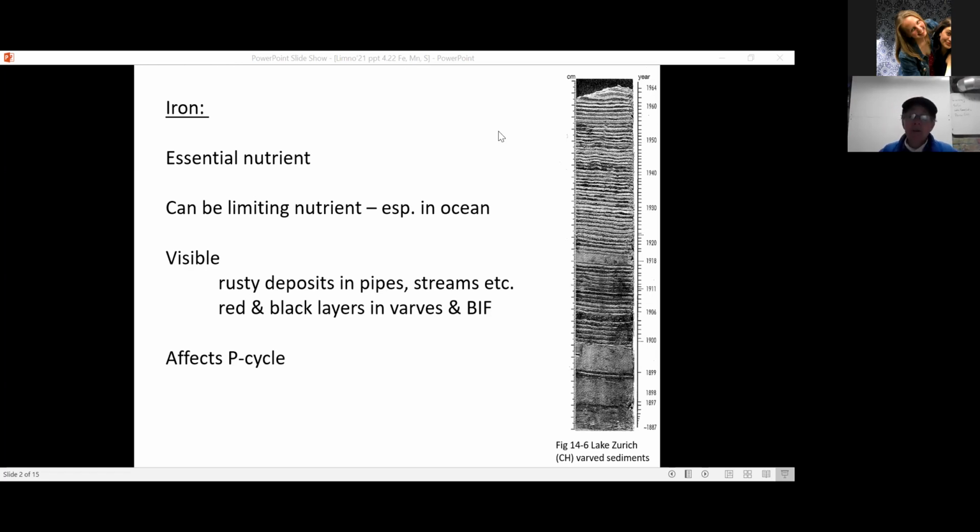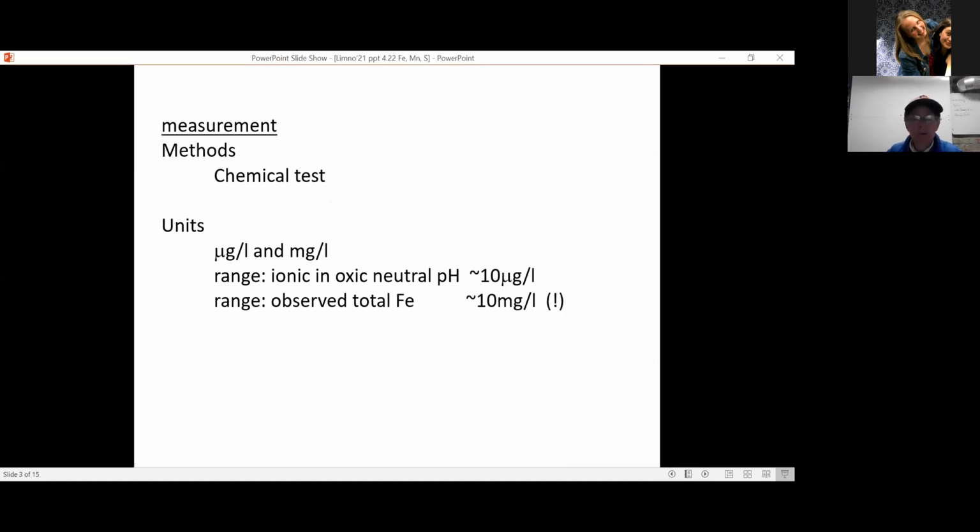Okay, another reason that iron is important, apart from making varves visible and being related to iron mining in Minnesota and the economy of Minnesota, is that iron affects the phosphorus cycle. And we're going to talk about that. Okay, so this is what iron is and why it's important.